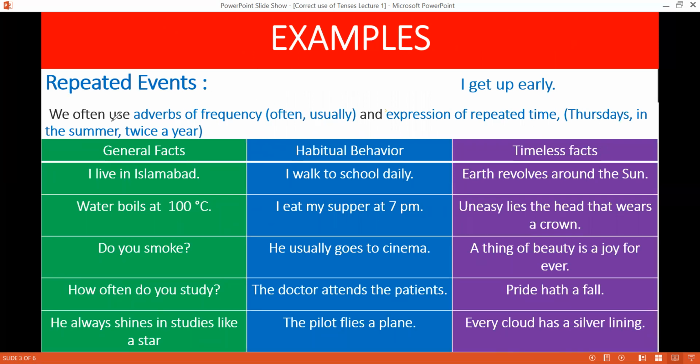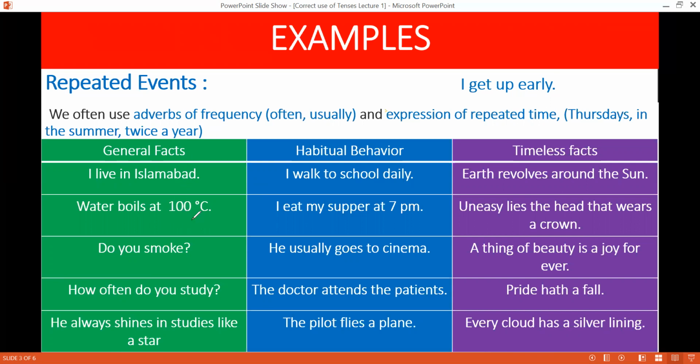Repeated events, we often use adverbs of frequency, often, usually, and expression of repeated time, like Thursdays in the summer, twice a year. These kind of expression we use in present simple. I get up early. This is a habit, usual, and repeated event which one does daily. These are the kind of general events, general facts. I live in Islamabad, I live in London, I live in New York. That's a permanent fact, general fact.